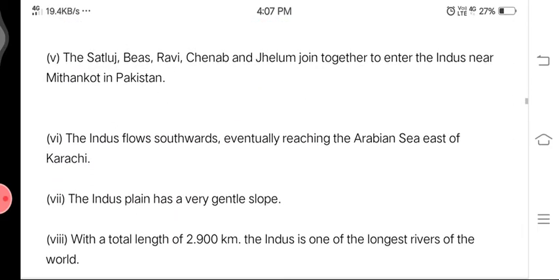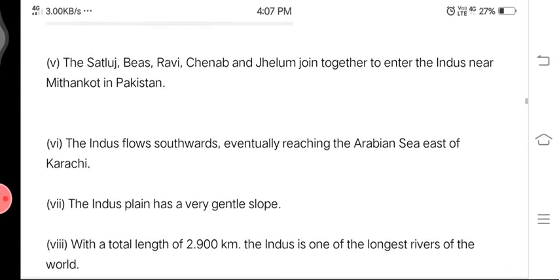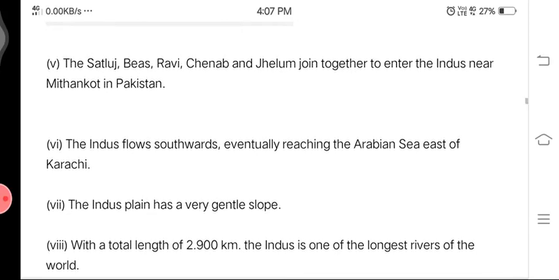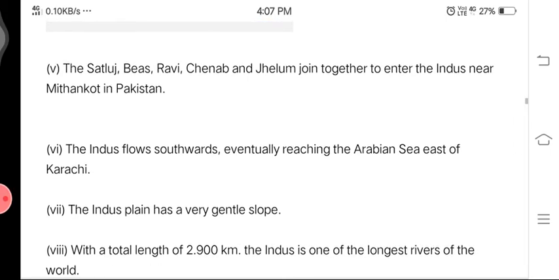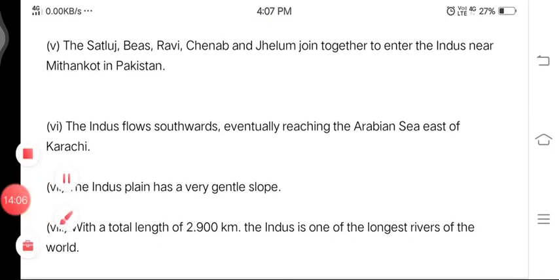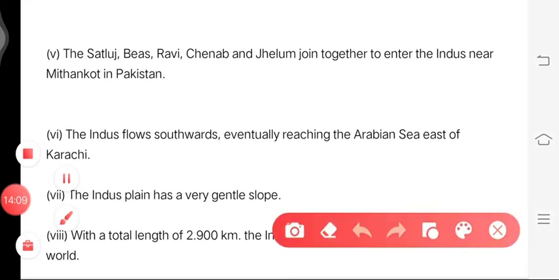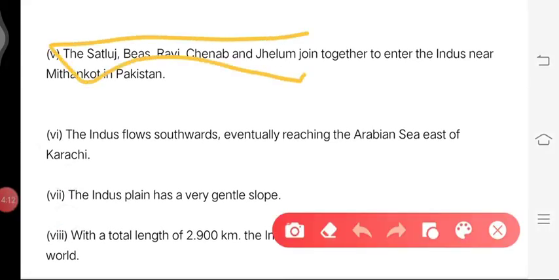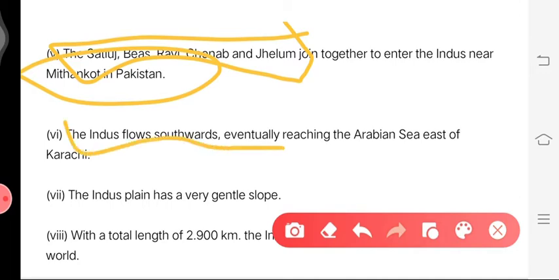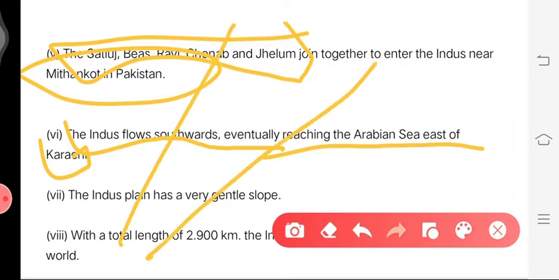The Satluj, Beas, Ravi, Chenab, and Jhelum join together to enter the river Indus near Mithankot in Pakistan. These are some major rivers which join the Indus at Mithankot. The Indus flows southward, eventually reaching the Arabian Sea east of Karachi.